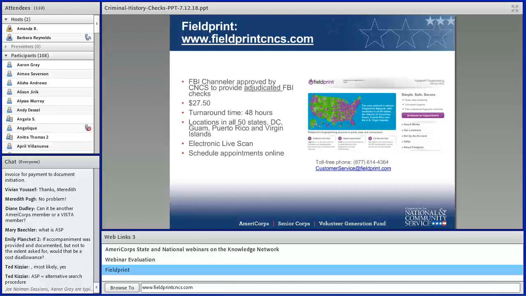If accompaniment was provided and documented, but not to the extent asked for, would that be a cost disallowance? This is the hard part about accompaniment. Everything has to be documented. If you documented everything perfectly, let's say the person needs to be accompanied for a week. If you documented everything perfectly for 6 out of the 7 days, you're still non-compliant.